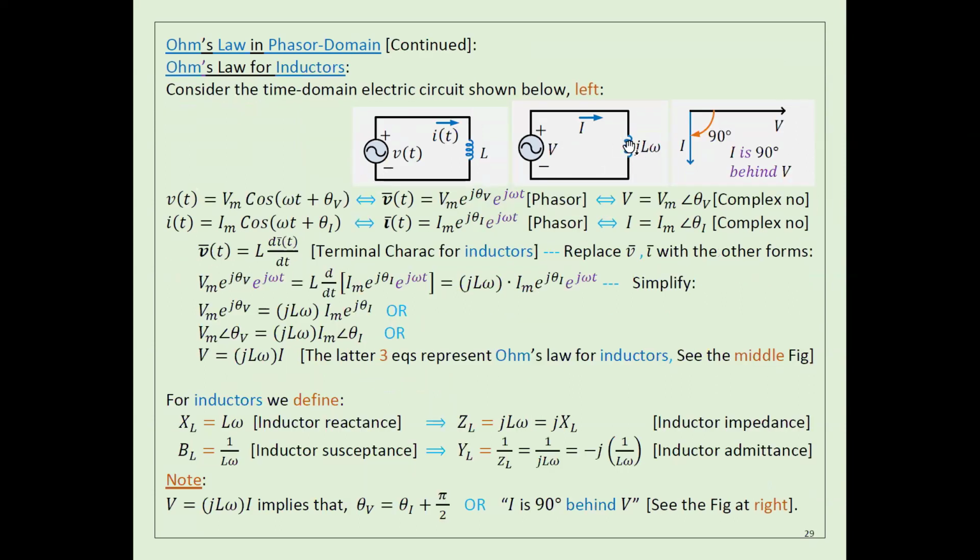However, in the case of an inductor, the current I is behind by 90. In other words, as we see here, the angle of the voltage should equal the angle of the current plus 90. So there is a 90 difference, and this 90 difference comes from differentiation, because the relation between voltage and current is differentiation. When you differentiate, you make a 90 difference. This is the voltage and current across an inductor.